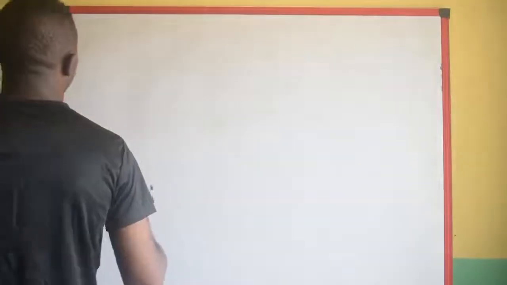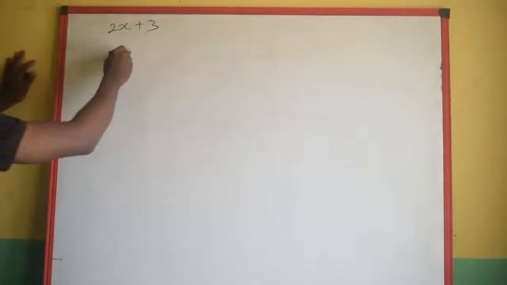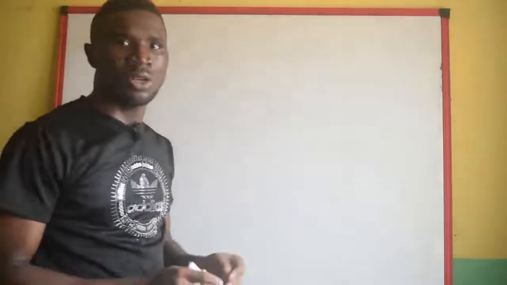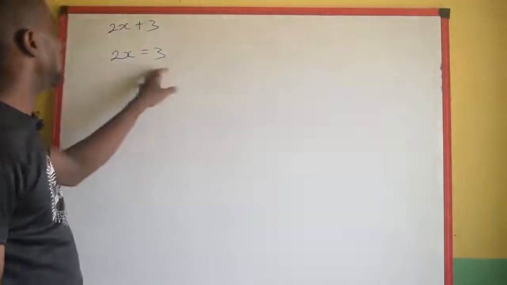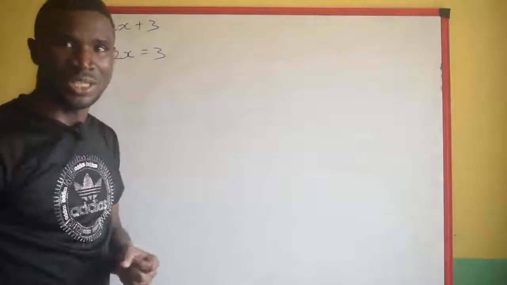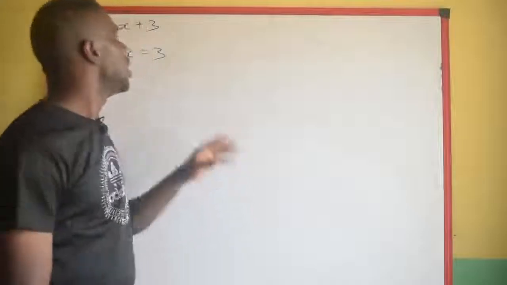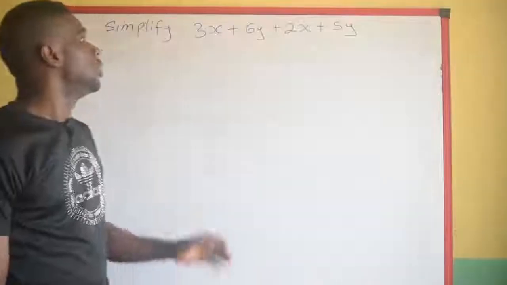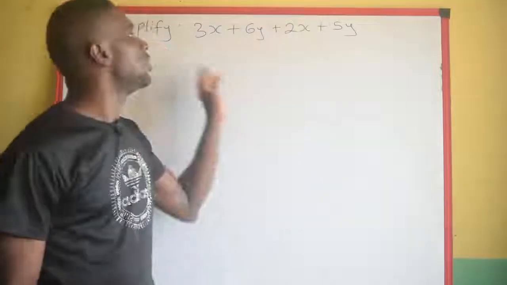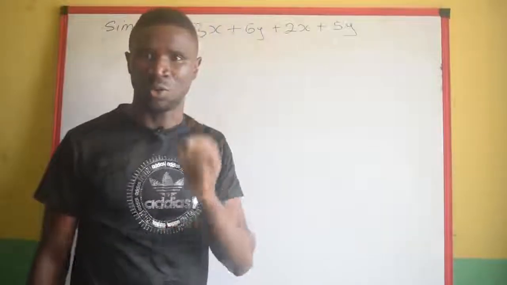Now here we go. Let's say you have 2x plus 3, and you have 2x equal to 3. So one is an equation, the other one is an expression. An algebraic equation is the one that contains an equality sign. An algebraic expression does not contain an equality sign. So this is just the difference between an expression and an equation. When looking at the first one on the board, you will find out that it is nothing but an algebraic expression. You cannot call this an algebraic equation because it does not contain an equality sign.